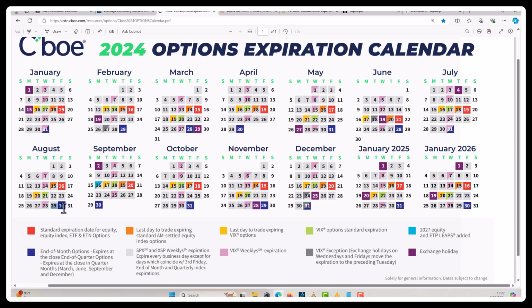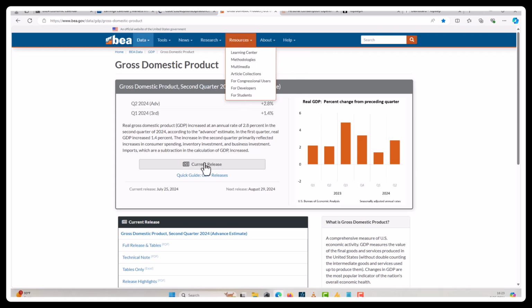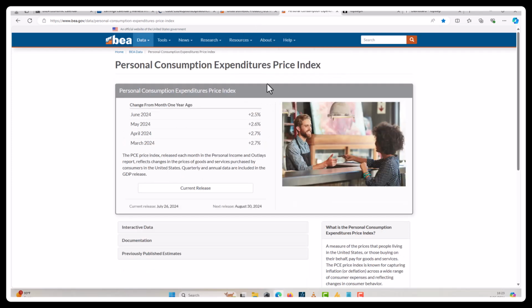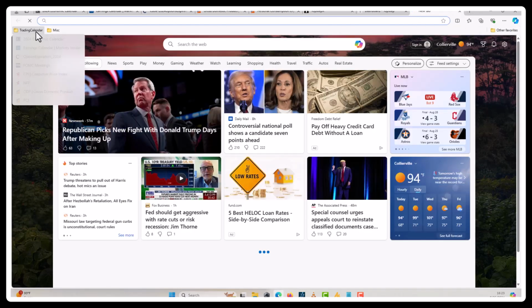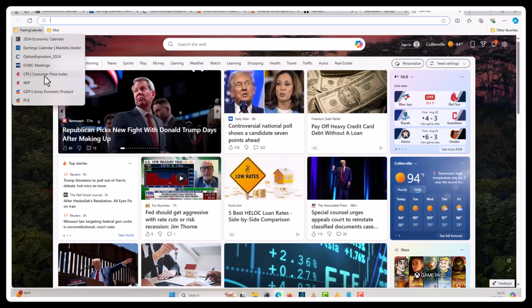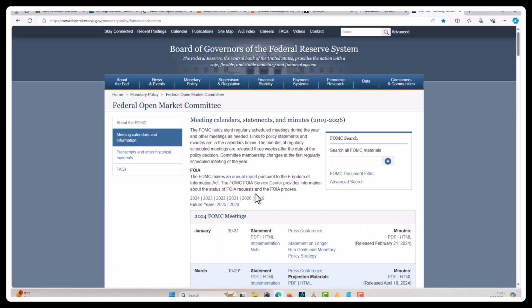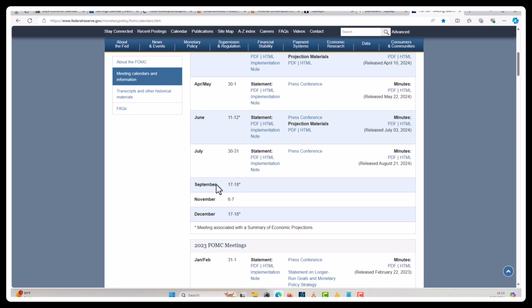So the two highest impact news are going to be on the 29th and 30th, which is the GDP data and then the PCE data. For the FOMC, we don't have any meeting in August, but they will have one in September, and it will be an announcement for rate cuts. That's what all the news and the noise indicate.